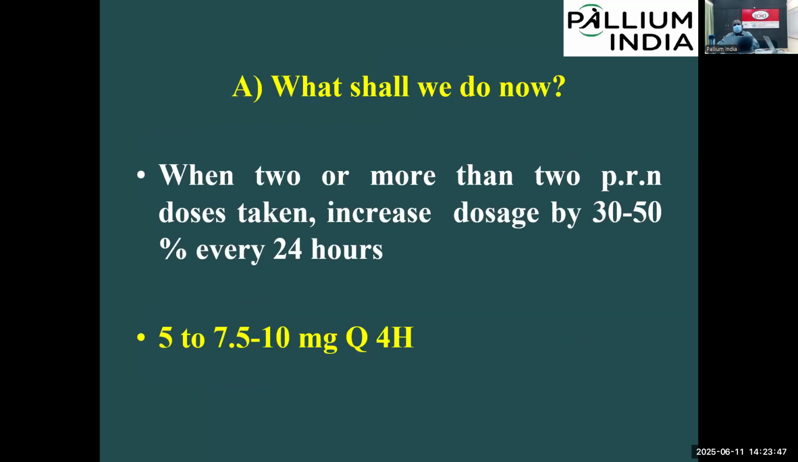So what is the indication to increase the dose of morphine? If the patient is taking 2 or more than 2 SOS doses, you have to increase the dose of morphine by 30 to 50% every 24 hours. So if the patient is taking more than 2 SOS doses, you can increase the dose of morphine by 30 to 50%. And how frequently can we increase the dose of morphine? Every day you can increase. Okay. So our patient was taking 5 milligram, and 50% of 5 milligram would be 2.5, isn't it? So you can give 7.5 milligram every 4 hourly.